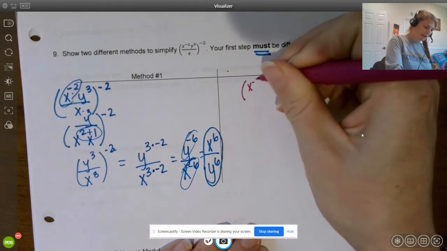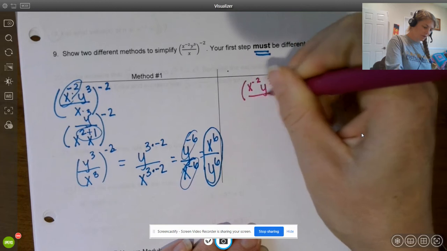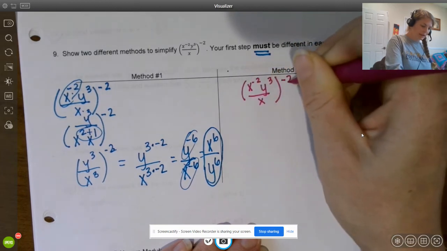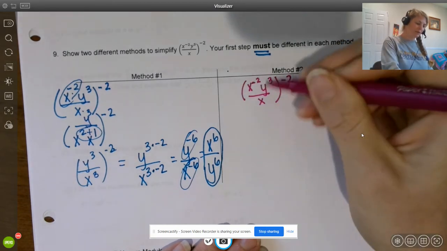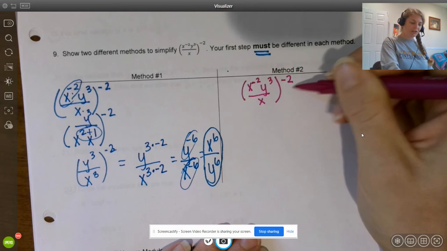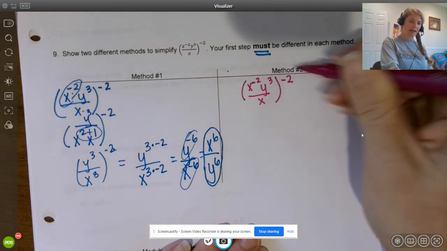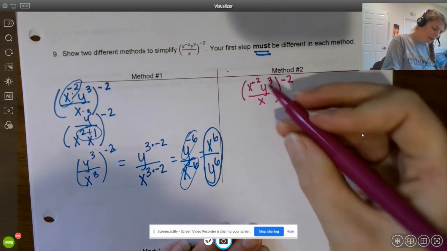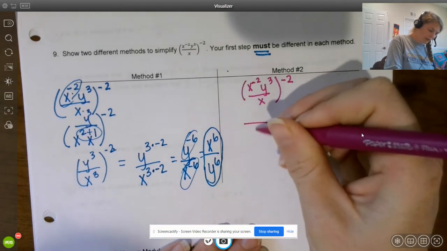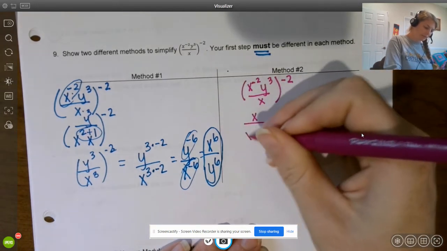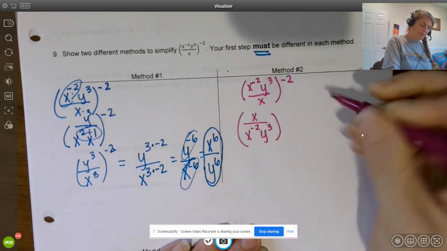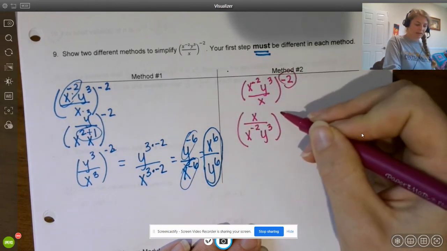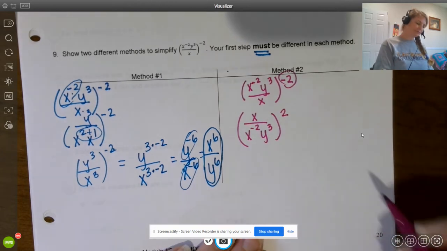So I have x to the -2, y to the third, all over x, all to the -2 power. Like I was talking about in number 8, we can take the reciprocal of what's on the inside and change the exponent sign on the outside. So from here, we will have x now in my numerator, x to the -2, y to the third, and now my exponent on the outside is going to be turned into a positive.